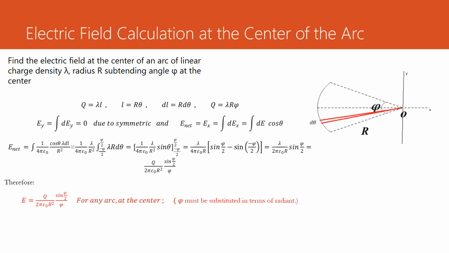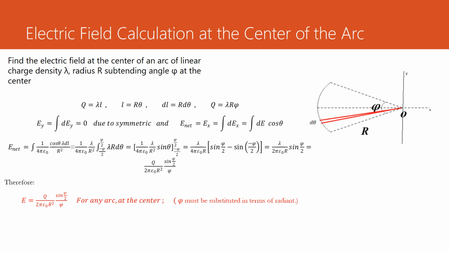Okay everybody, I'm talking about the electric field calculation at the center of the arc. In physics, an arc is defined by an angle phi and radius r. Here you see a figure of an arc which contains some charge q. Assume our charge q is uniformly distributed throughout the length of the arc with the linear charge density lambda.